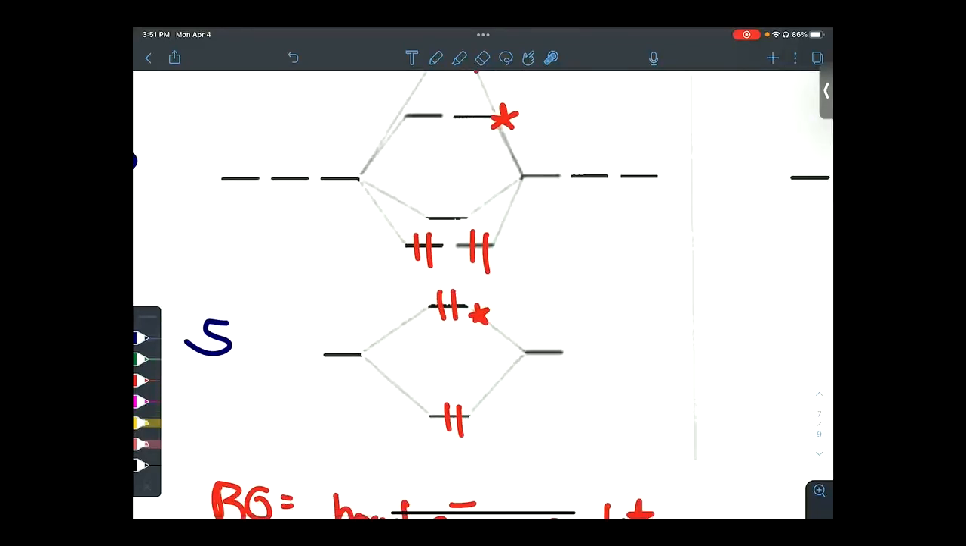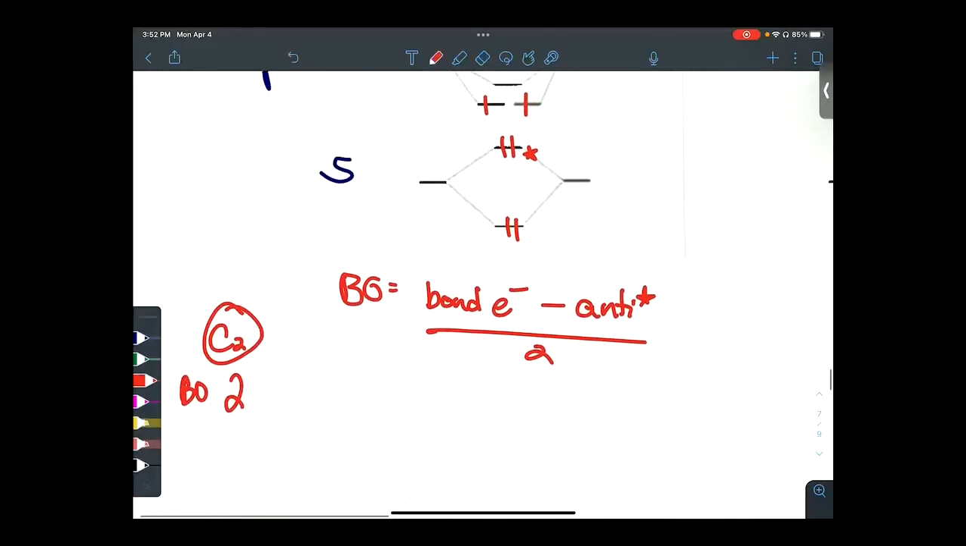If we want to make the cation, do we add electrons or remove electrons? Remove. So you literally just erase 2 electrons. What electrons do you erase? The highest ones. So you go 1, 2. So now what is the bond order? 1. Now the bond order is 1 because we removed 2 bonding electrons.